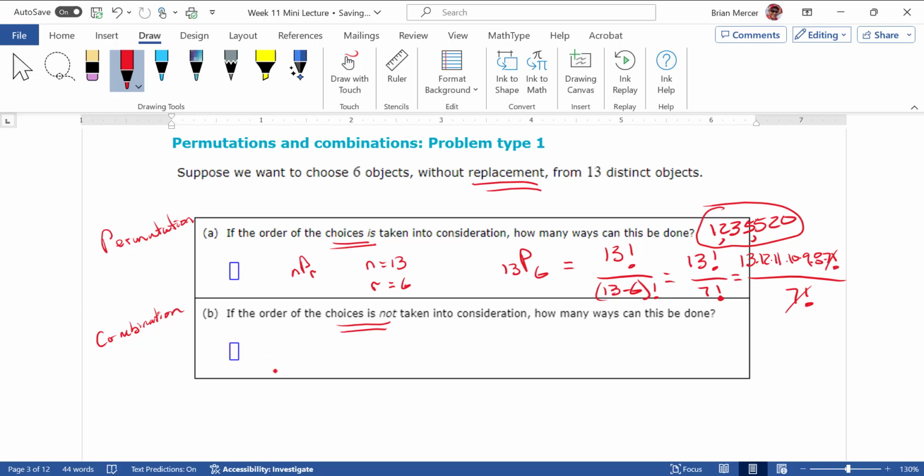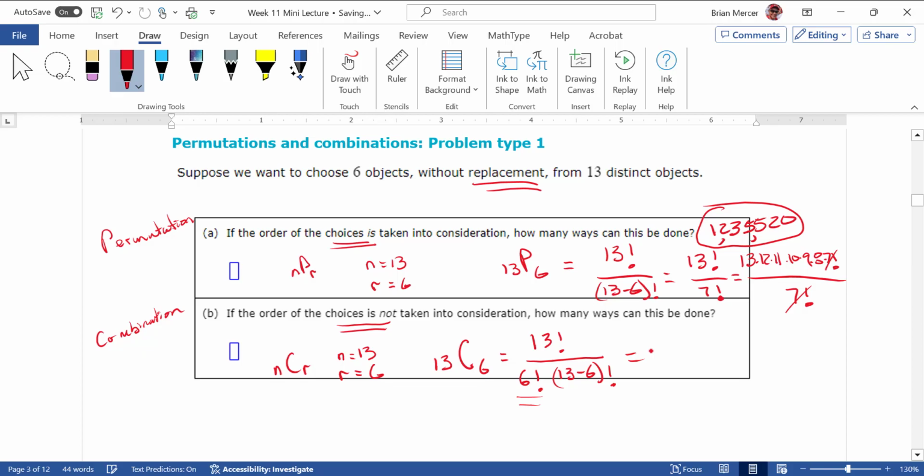nCr, so that's combinations. So we're going to use the nCr, and that is, again, n equals 13 and r equals 6. And so what does that mean? That means 13C6. And using the combination formula, that means 13 factorial over still the same (13 minus 6) factorial, but it also has a 6 factorial. So in general, when you're talking about the difference between permutations and combinations, combinations are going to be much fewer in the same scenario because you're dividing by an additional 6 factorial in the denominator.